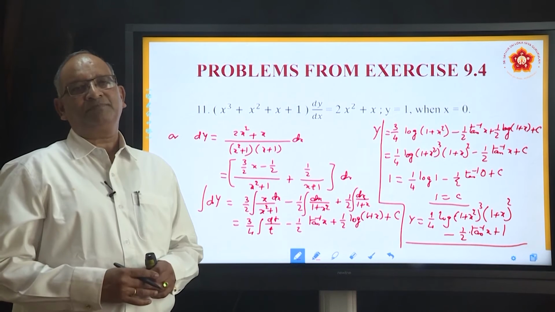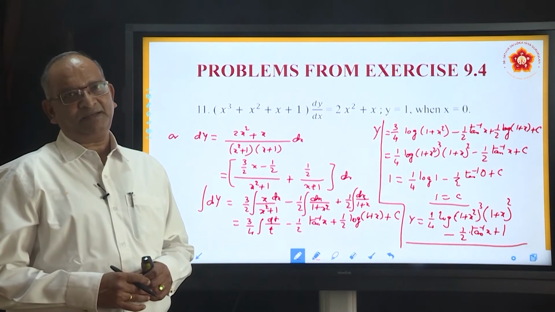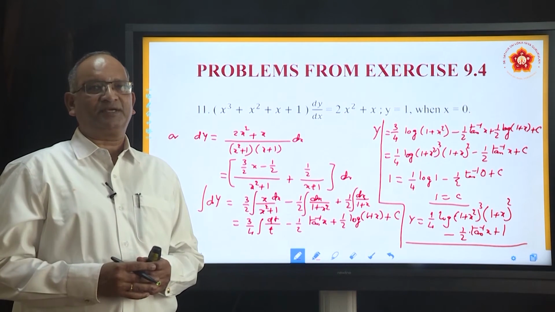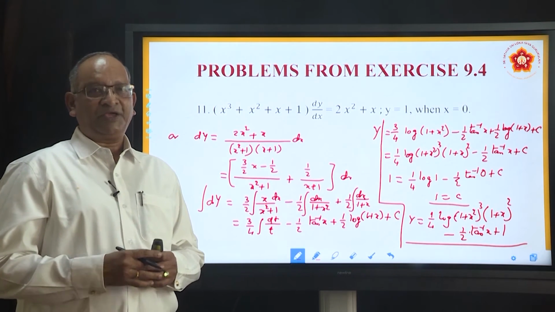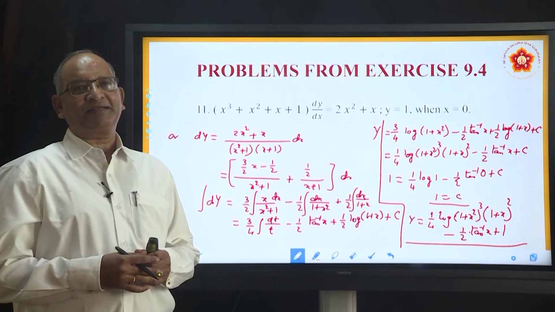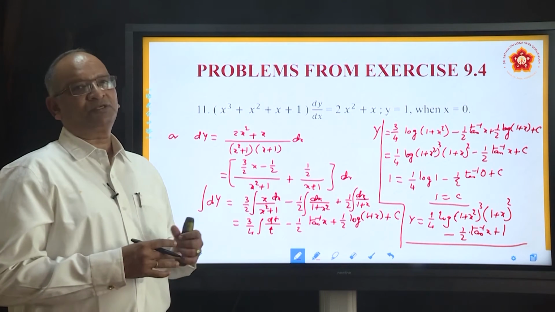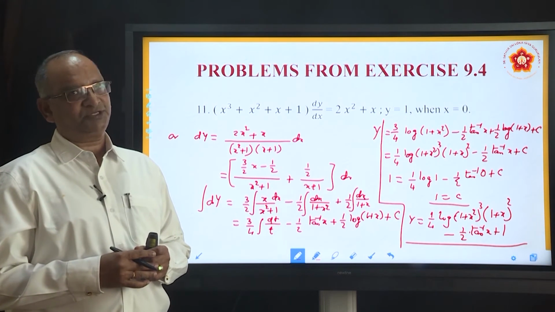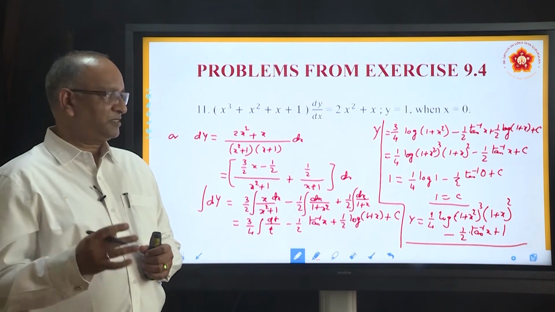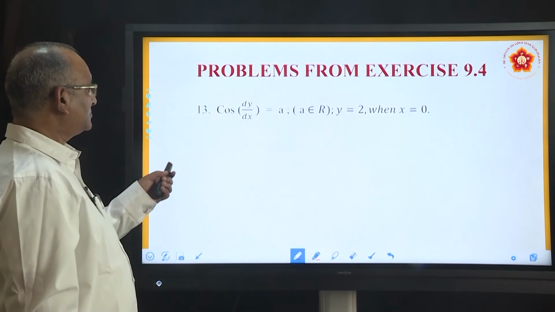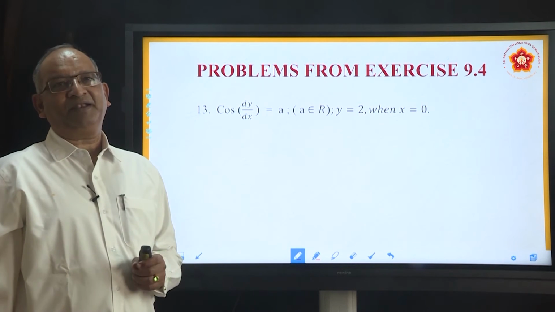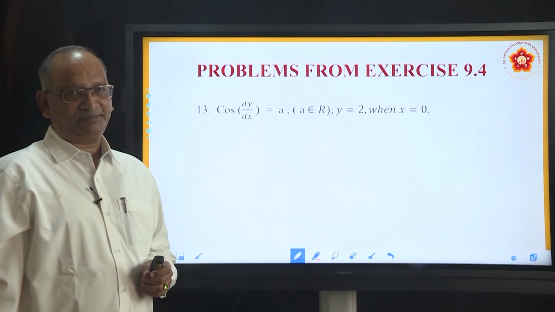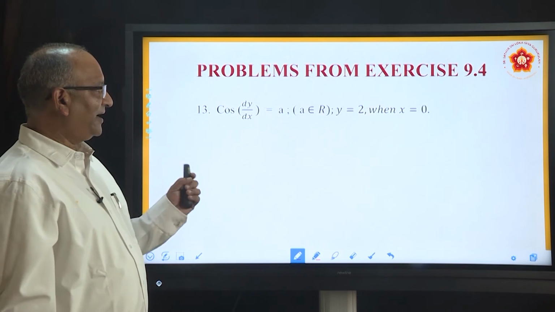A little bigger problem, but all said and done, there is no difference in the procedure if you are good in integration. If you have learned various methods of integration well, then there should not be any big problem. So this is how we solve these problems. Let us move further. Yes, this is a very interesting problem, very different from all the problems which we have solved. How is it different and why?